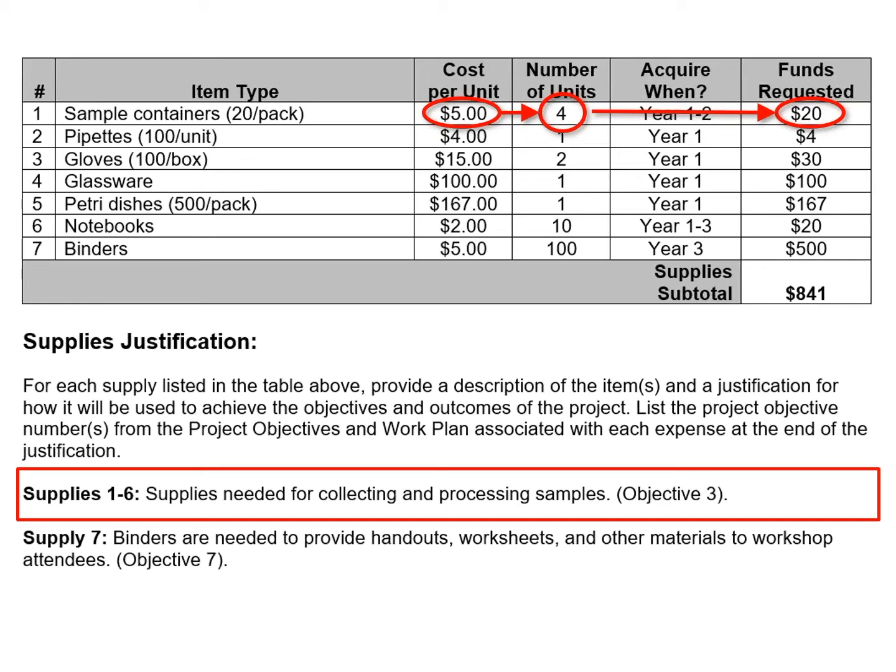Please note again that the amount in the cost per unit column should not exceed $5,000. Any item with a purchase price that is equal to or exceeds $5,000 per unit should not be included here. However, note that the amount in the funds requested column may exceed $5,000 total. Below the table is a brief justification explaining why the supplies are needed and are directly linked to the project objectives. A more detailed explanation than what is provided here may be needed depending on the supplies requested.